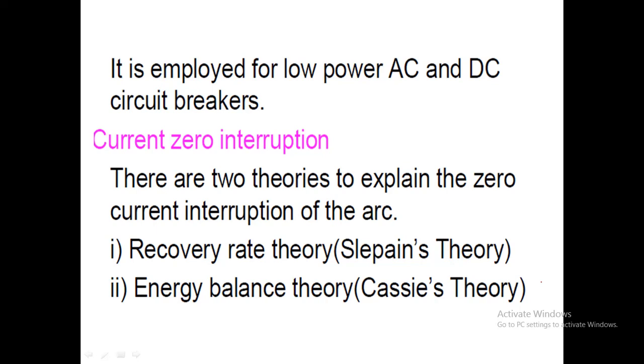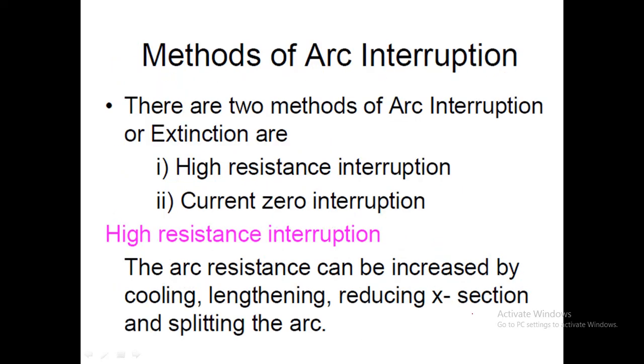So it is divided into three different types for high resistance interruption. One is lengthening the arc, number 2 splitting the arc, number 3 cooling the arc. Okay, so here it is: resistance is increased by cooling of the arc, lengthening of the arc and splitting the arc.